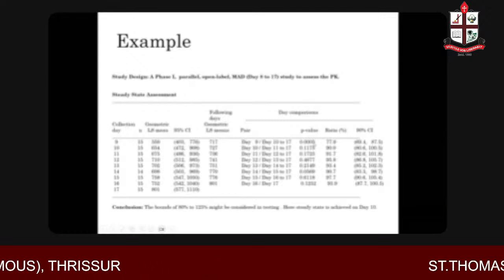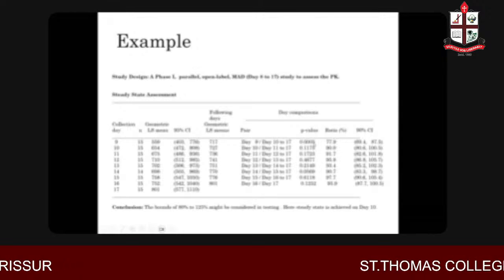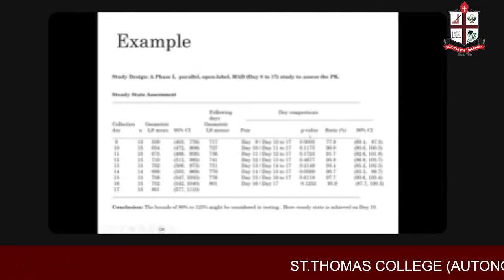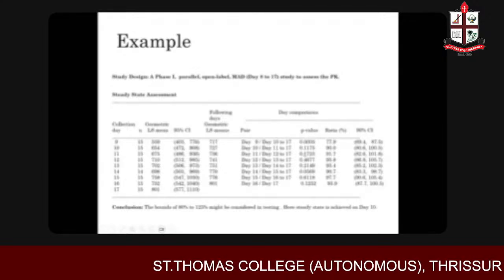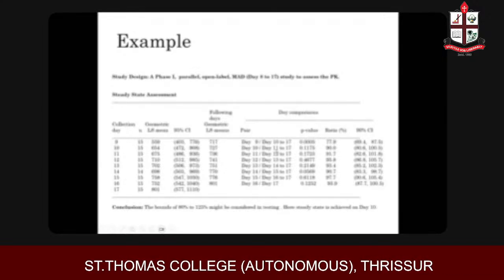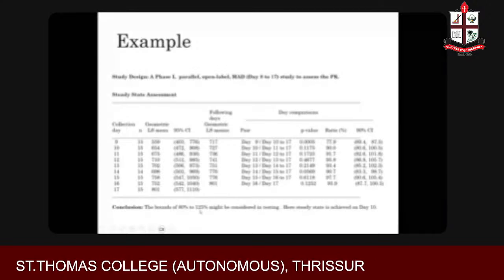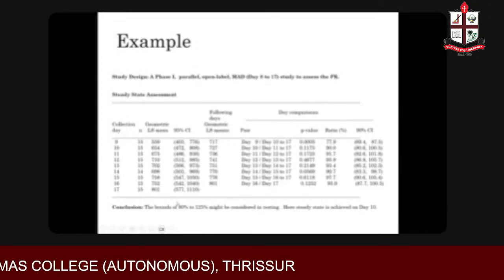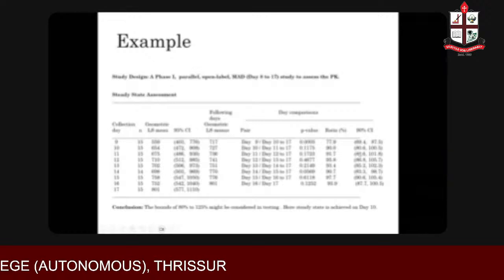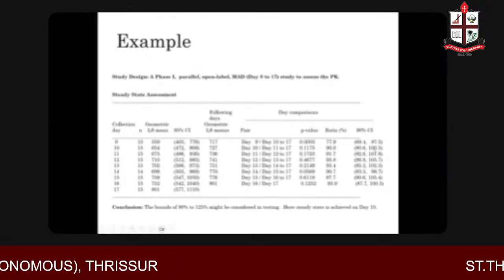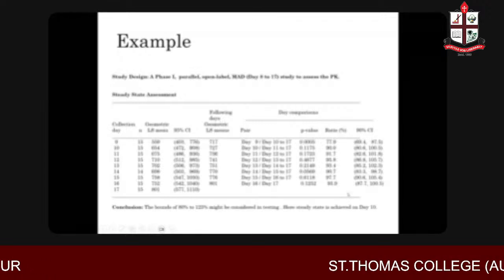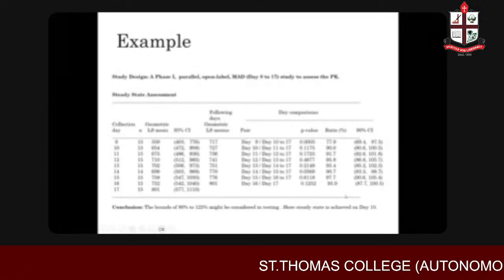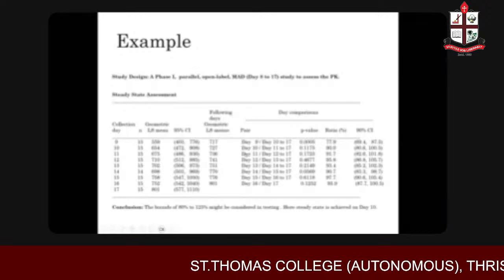But if you see the next one, if you have a null hypothesis, there is no difference between these two groups, right? These two groups. So that means that they are the same, both are the same. So in this case we call that, and if you see here, as well as the 80 to 120, it is between these two ranges. So we call it that steady state is attained. I mean, steady state is attained at day 10. So day 10 it is achieved.